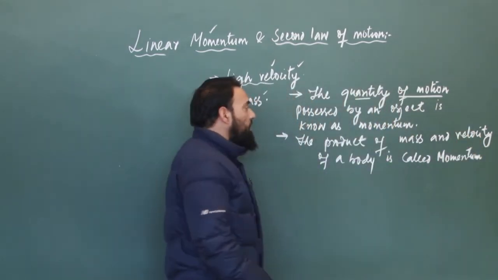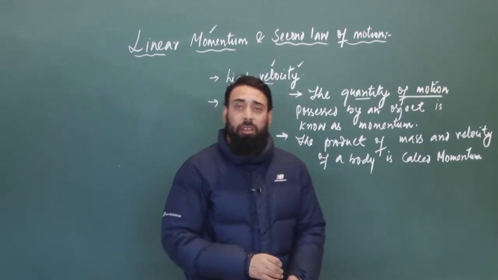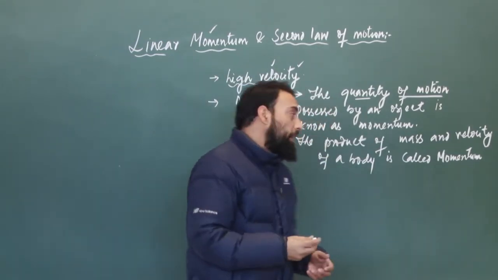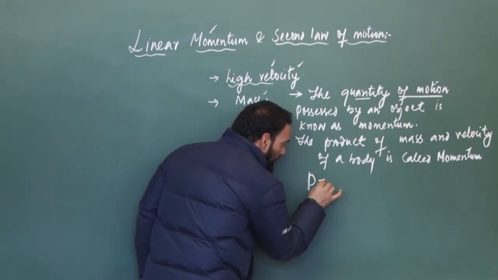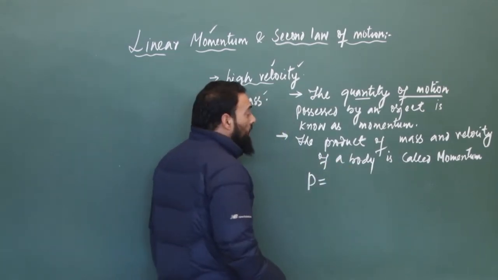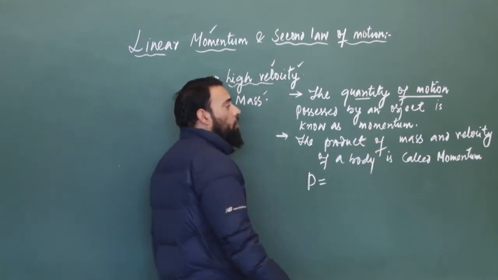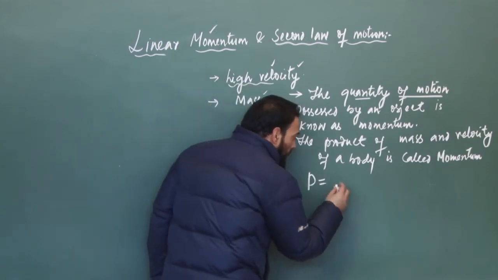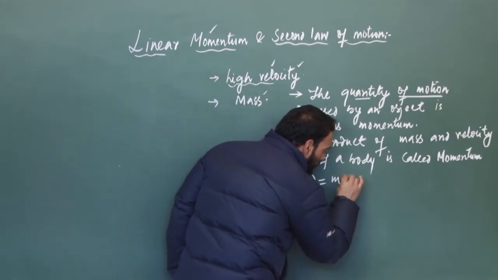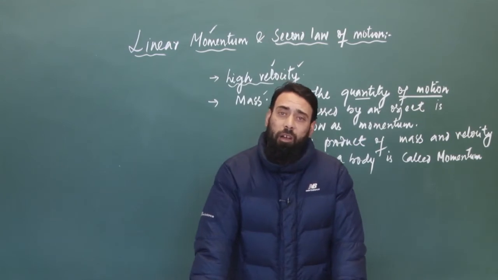So momentum is the product of mass and velocity. If we represent this statement mathematically, we can say the momentum P is equal to the product of mass. Let the mass of the body be small m, and the velocity of the body with which it is moving be v. So we can say mass into velocity. So the momentum of a body is equal to the product of mass and velocity.